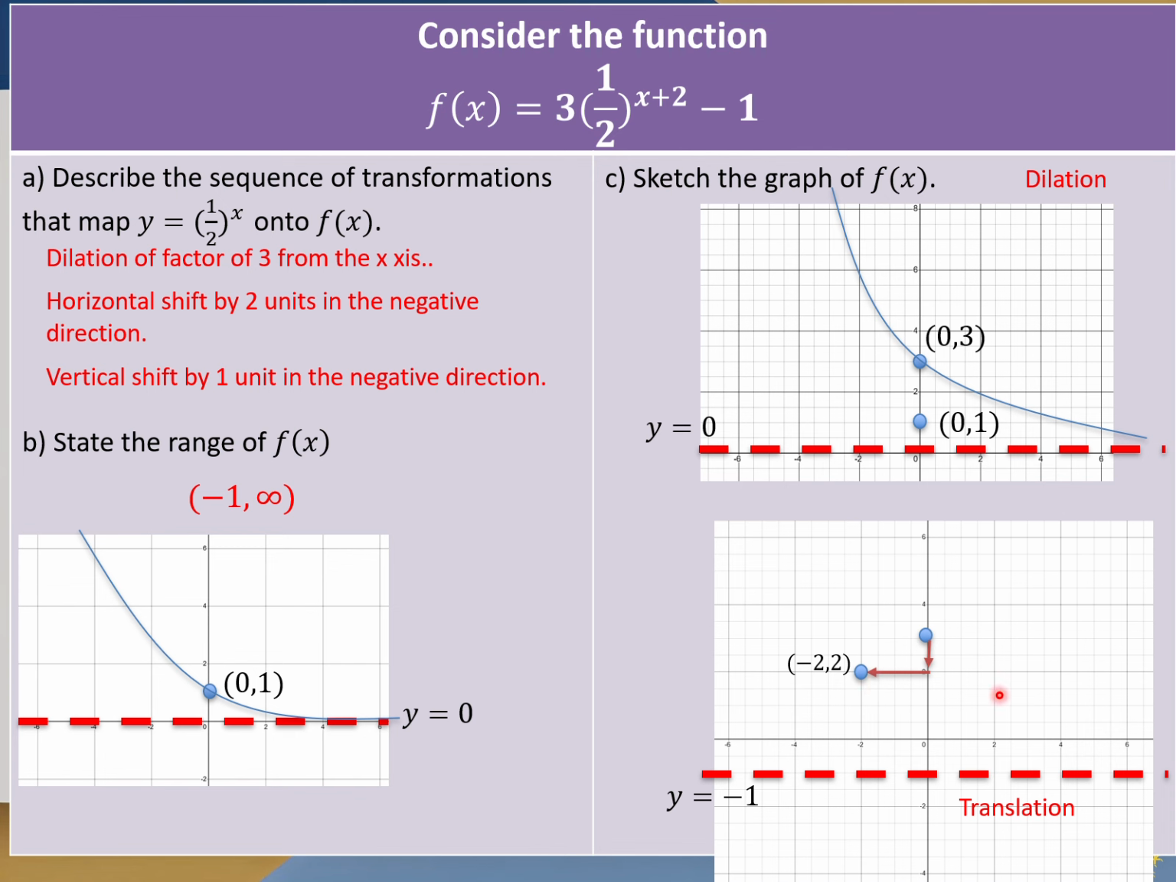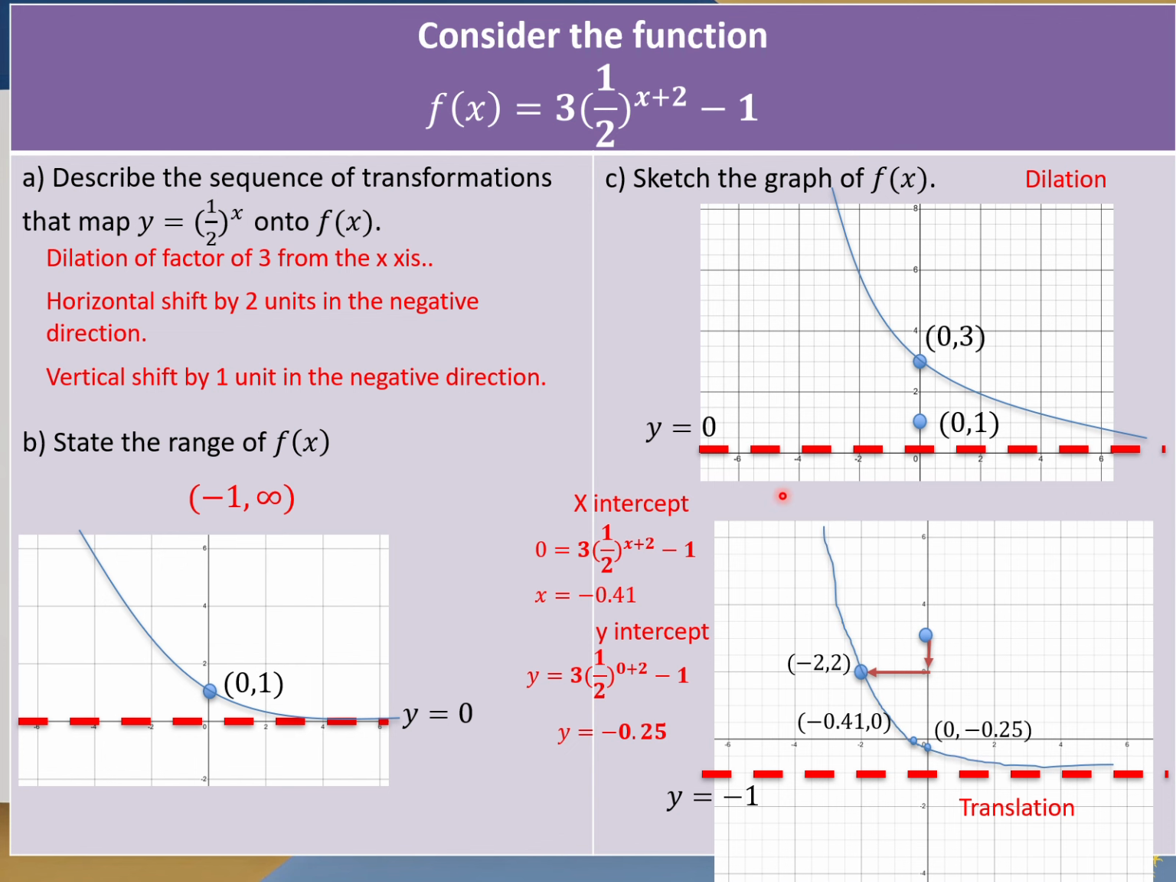Before I can graph, I need to work out what is my x-intercept and what is my y-intercept. For an x-intercept, I'm making y 0, and I'm just solving it on the calculator, and it gets me -0.41. Likewise, for my y-intercept, I'm just making x equals 0. If I make x equals 0, I am getting y is -0.25. That gives me these 2 points.